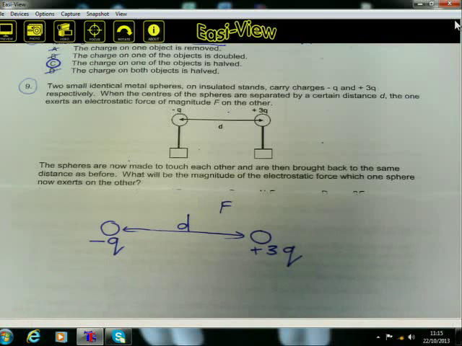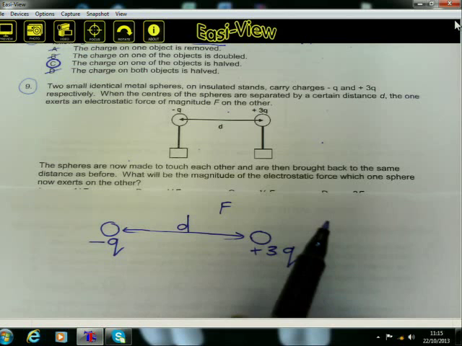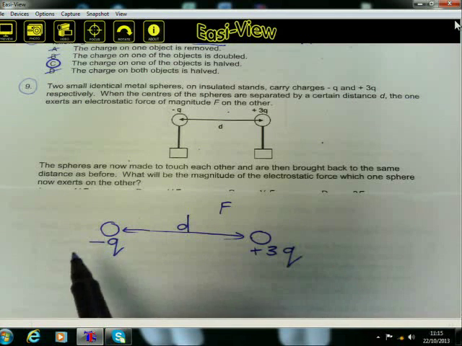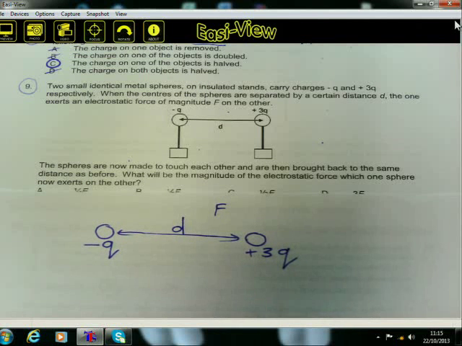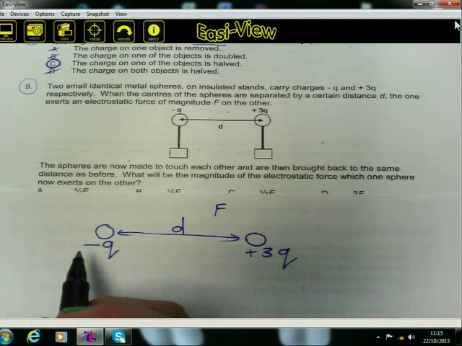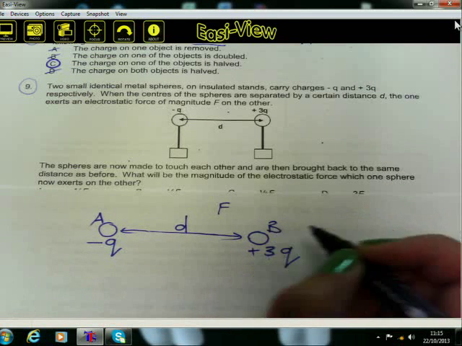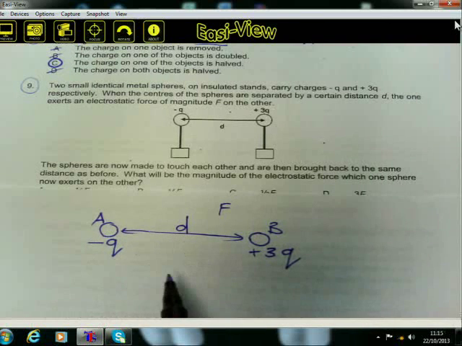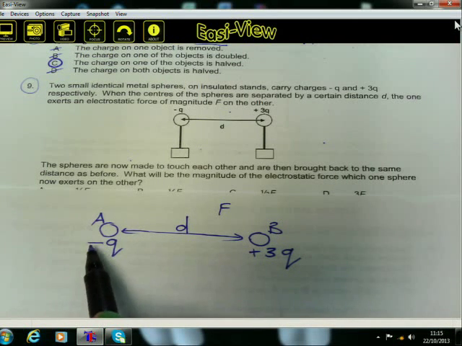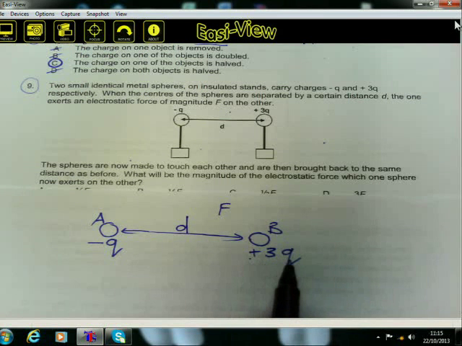So I hope you guys agree that once we touch these two objects, charge will be transferred from the more negative one to the more positive one. So let's say which one of these two is the more negative one of the two. Let's do number A and number B. Let's see which one is more negative. A, because it's minus q. B is more positive because it's plus 3q.